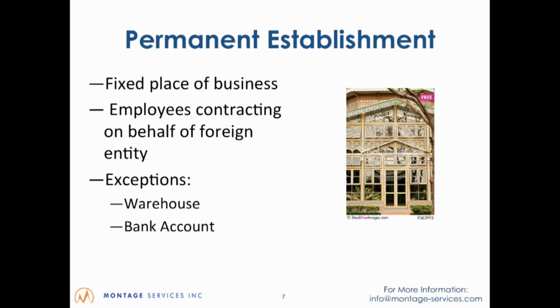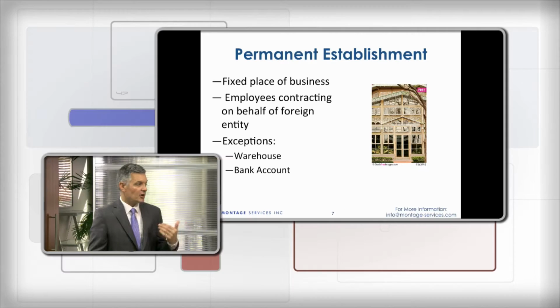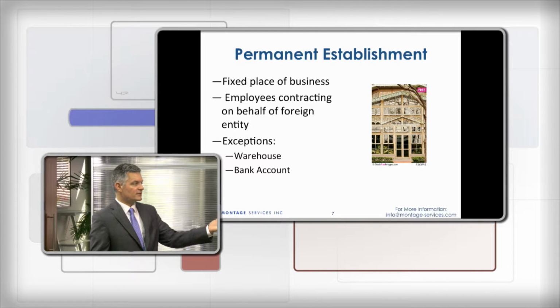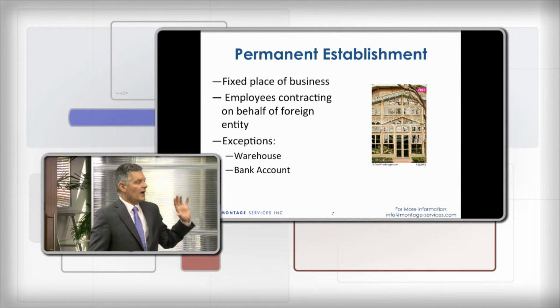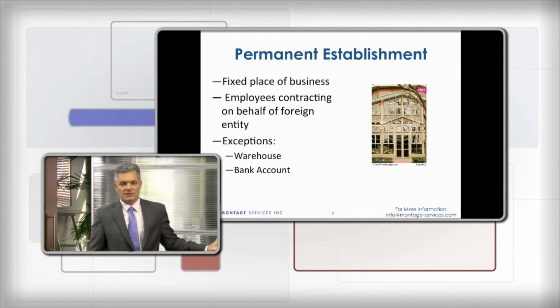So we touched on this concept of permanent establishment. What is a permanent establishment? It's actually defined by the OECD Model Treaty, and that is a worldwide organization that tries to build consistency in taxation around the world. A permanent establishment is a fixed place of business, an employee that's contracting on behalf of an organization, and there are certain exceptions.